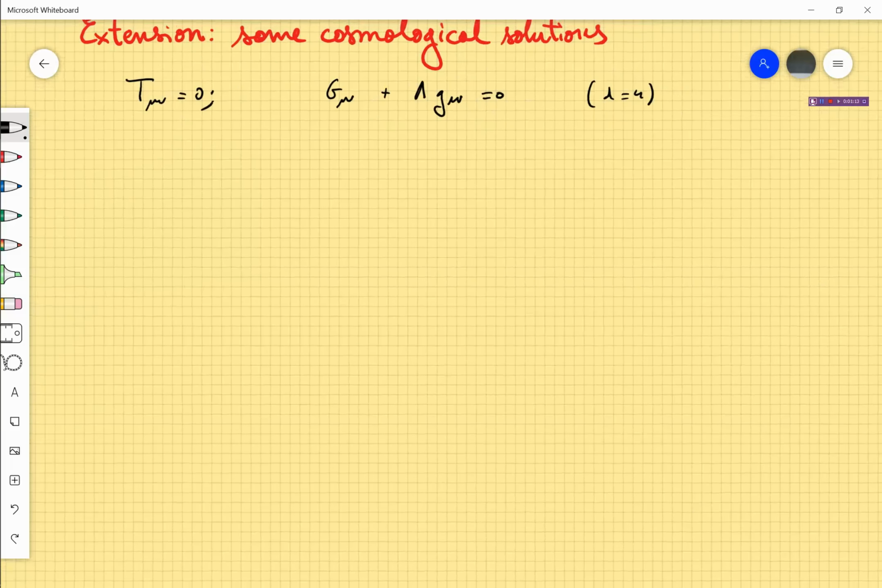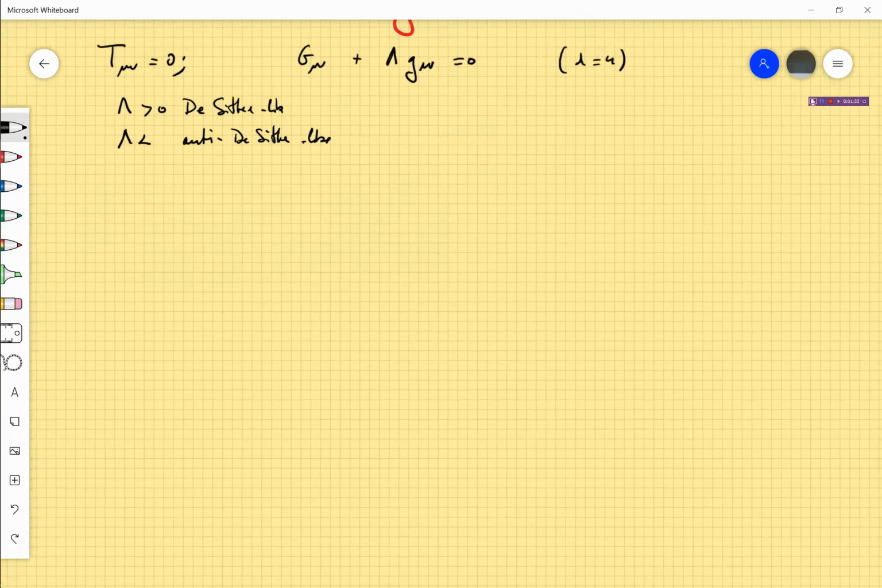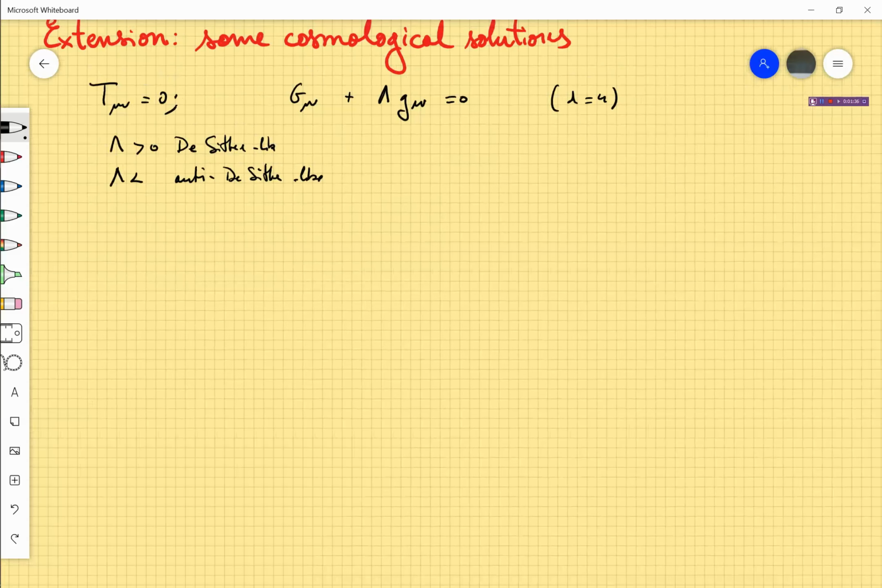Remember that a positive lambda is de Sitter like, and a negative lambda is anti-de Sitter like. And if you remember what we did when we studied vacuum solutions, first we took the trace, we replaced the value of the Ricci scalar in the original equation, and we derived a simplified equation.